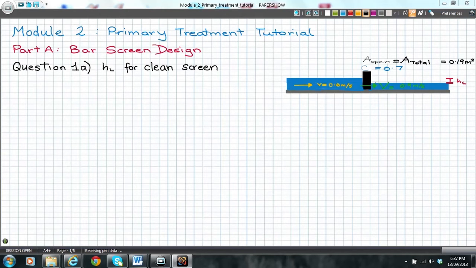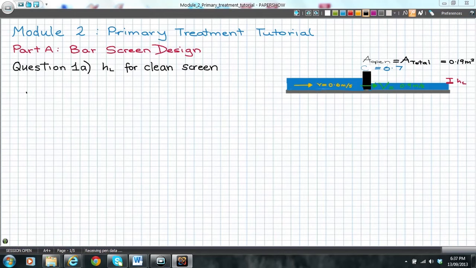So let's start with question 1, which is: determine the head loss across the bar screen if A, the screen is clean, and B, if 50% of the screen is blocked. We're going to start with scenario A, where the screen is clean. We know that the incoming flow is 0.6 meters per second, and the pass-through velocity in the clean screen scenario is 0.9 meters per second.